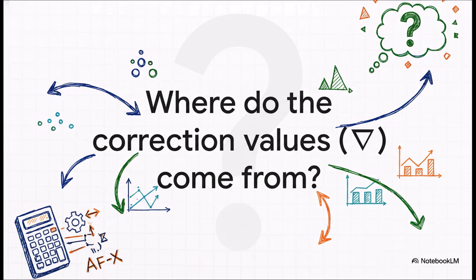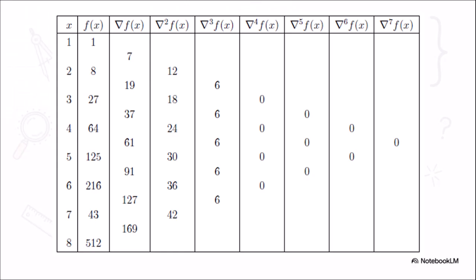And that's the million-dollar question, right? The formula is great, but it's built on these correction values. They're represented by that upside-down triangle symbol, which is called nabla. In this case, it stands for the backward difference operator. I know, it sounds super technical, but it's really just a name for the values that measure how our data is changing. So where do they come from? They come from this thing right here, a backward difference table.